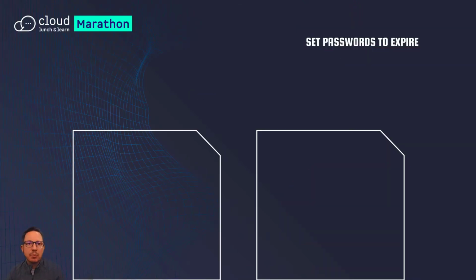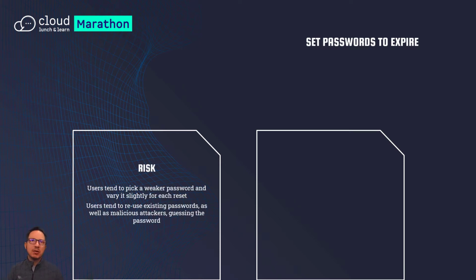Now, to combine with the smart lockout, we obviously need to talk about setting passwords to expire. Is it a good thing? Is it a bad thing? That's one of the longest ongoing arguments ever. So what's the risk? Well, if we don't expire the passwords, then this is the perceived risk, that the users will tend to pick a weaker password and maybe vary it slightly. Have a different number at the end, add a different value, or put a special character at the end to make it unique. The users will often tend to reuse existing passwords once they've found one that's pretty secure.